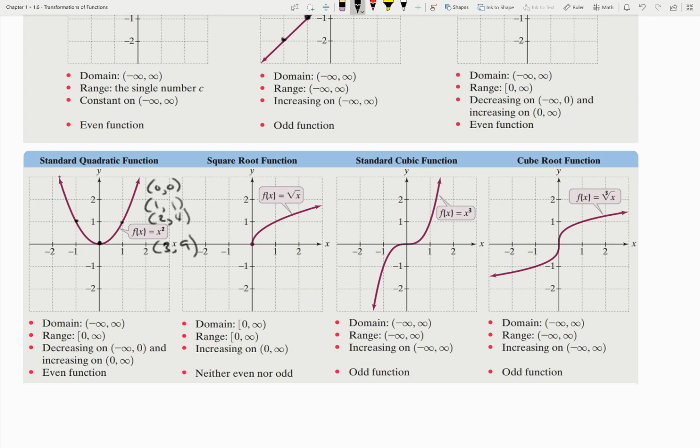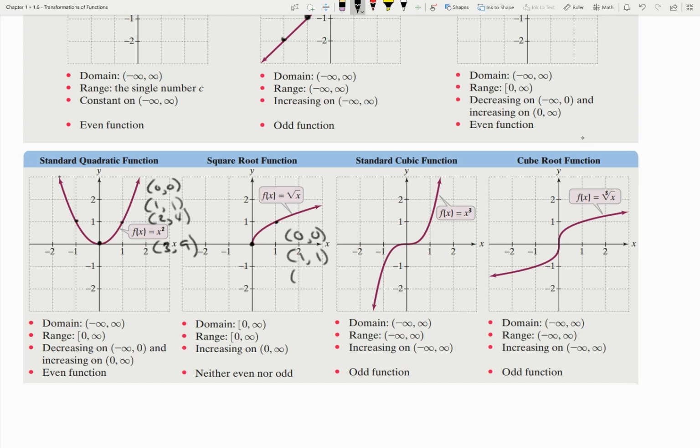Okay? And then we have the square root function, which is similar to the quadratic function, only it's kind of on its side. And look at the points on this graph: 0, 0, 1, 1, right? But this is the square root function. So if I plug 2 in there, I get a square root of 2.